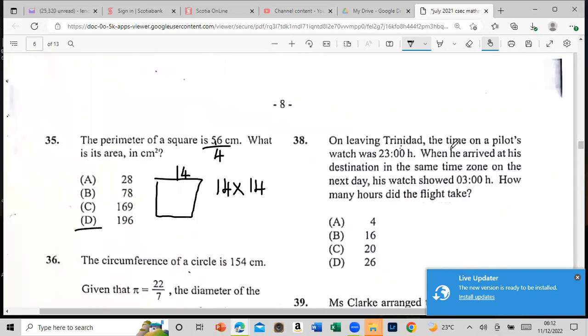And leaving Trinidad, the time on a pilot's watch was 2300 hours. When he arrived at his destination in the same time zone, the next day showed 3 hours. How many hours? Right. So basically, in 11 o'clock, you reach 3 o'clock. So it's a PM and it's an AM, right? And so the next day. So bam. We need 1 hour to make 12, so that's 4 hours.